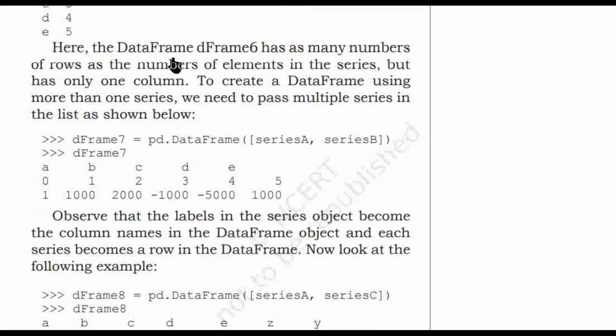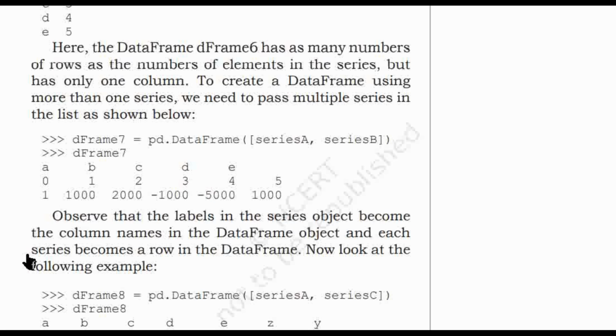Here the data frame dframe6 has as many rows as the number of elements in the series, but has only one column. To create a data frame using more than one series, we need to pass multiple series in a list as shown below. dframe7 = pd.DataFrame([series A, series B]). dframe7: A B C D E, 0 1 2 3 4 5, 1 1000 2000 -1000 -5000 1000.